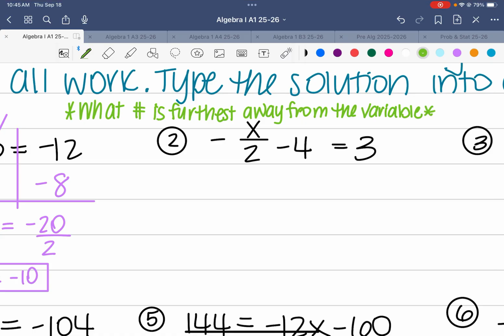So I have x with a 2 underneath, and then I have a 4 way next door. What number is further away, my 2 or my 4? The 4 is further away. So we're going to add 4 to both sides. The opposite of subtraction is addition, which is why we added it. We're going to drop this stuff straight down. So I'm going to have x over negative 2. Negative 4 plus 4 gives me 0. Again, I don't have to write that down. Equals 7.